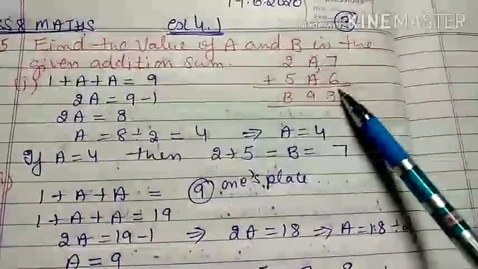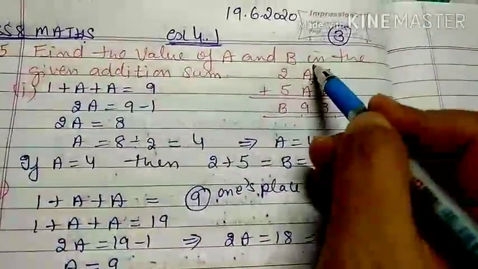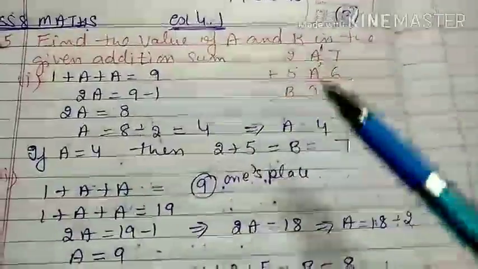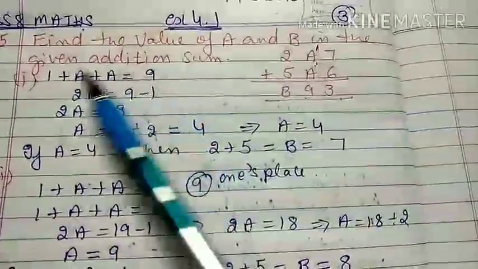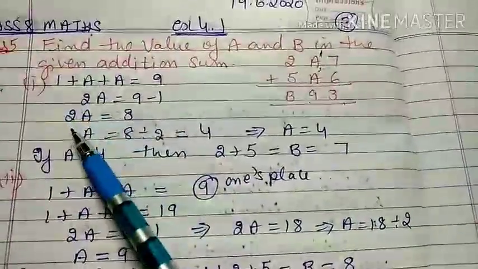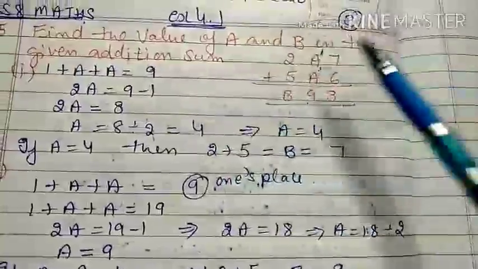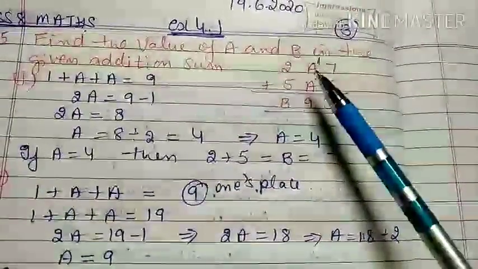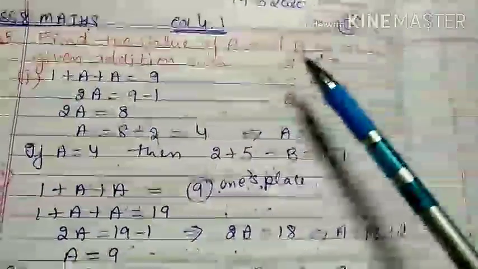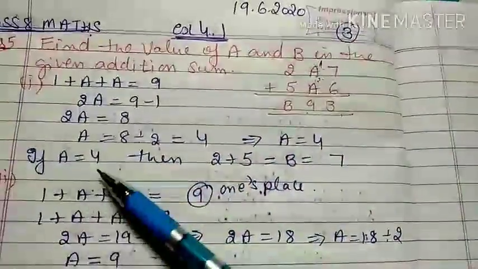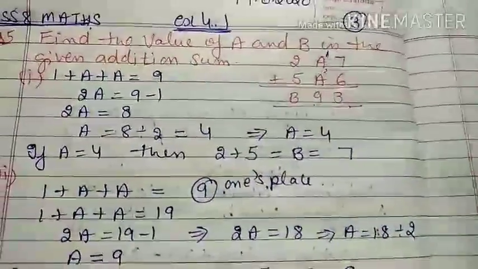First one: 7 plus 6 gives you 13, so 3, and that means 1 is carried here. So whenever you check, that will be 1 plus 2a is equal to 9. 2a is equal to 9 minus 1, then 2a is equal to 8, a is equal to 8 divided by 2, which is 4. That means in the a position, 4 plus 1 will be your answer 9. And here similarly, if a is equal to 4, then b will be 2 plus 5 is equal to 7.